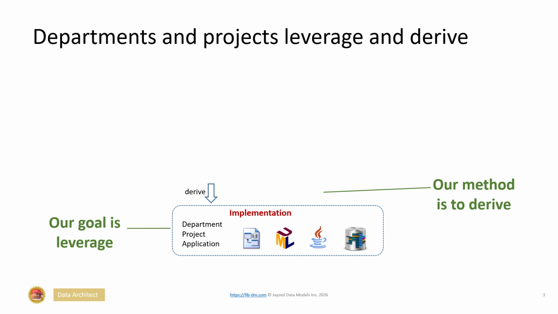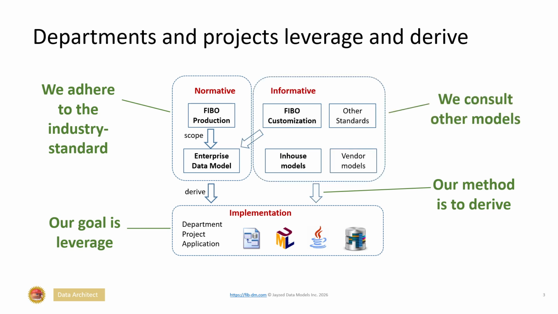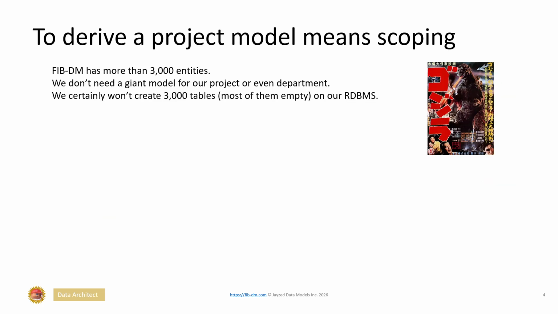And our method is to derive. We derive from the industry standard. That's the normative FIBO production and its enterprise data model. And we also consult other models. Now we may have a customized FIBO model. We would have in-house models. And we also consult third-party vendor models and other standards. To derive a project model means scoping.